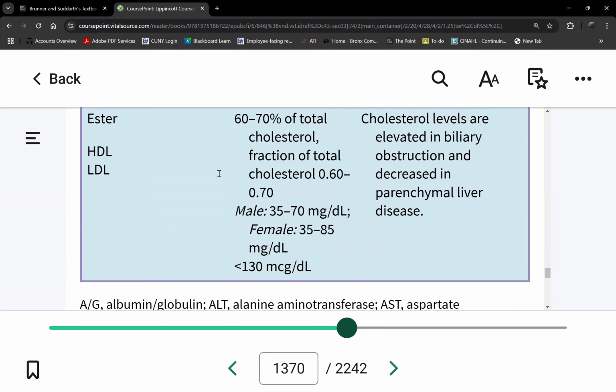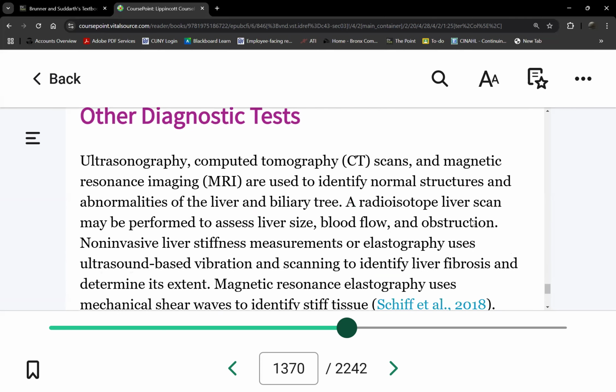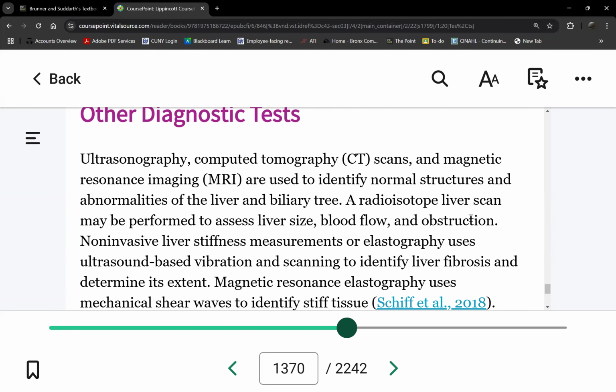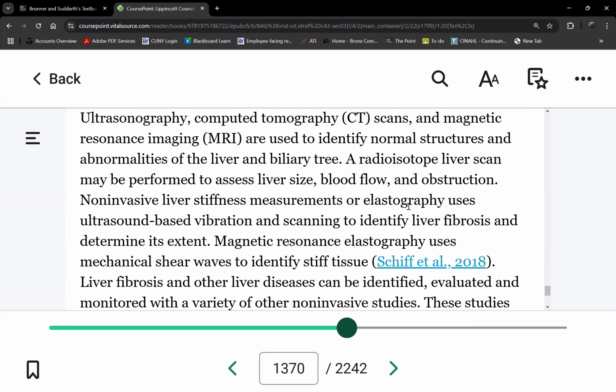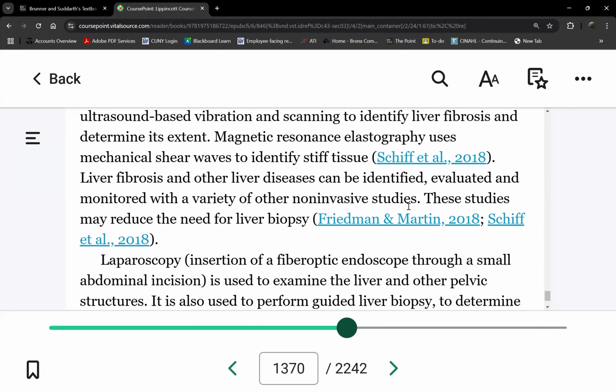So HDL, this is your good cholesterol, and LDL. Cholesterol levels are elevated in biliary obstruction and then decreased in liver disease. Other non-invasive diagnostic tests, of course, are CAT scans and MRIs. As far as complications like esophageal varices are concerned, endoscopies may also be done.